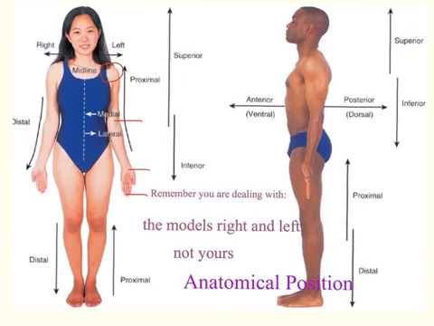Also, I want you to realize that you're using the model's right and left and not your own. So as we look at this model right here, this would be the model's right side. This would be the model's left side. So always remember to use the model's right and left and not your own, and review proximal and distal and any of the other directional terms that we've covered. Make sure you have a strong understanding before you move on.